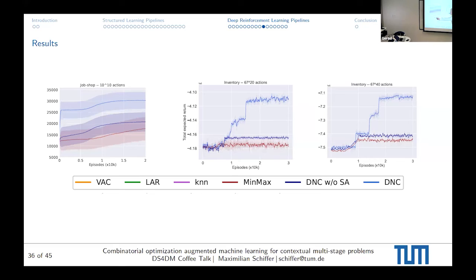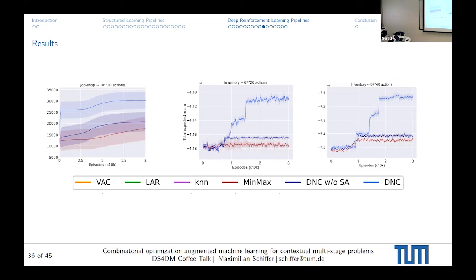So here what you see, this is vanilla actor critic, right? No attempt to scale in any sense. This is a learned action representation. So this is basically learning embeddings and trying to map up front. This is the KNN neighborhoods. That is some min-max mapping from continuous to discrete. And then you have the heuristic we cooked up, once without simulated annealing and once with simulated annealing.